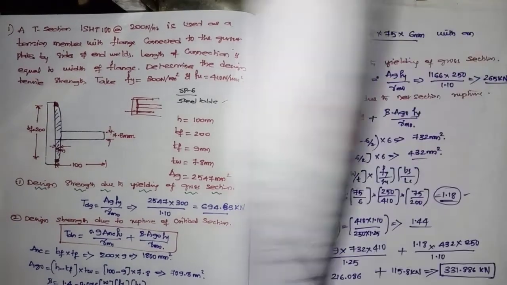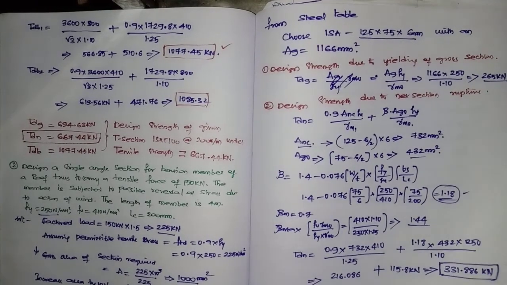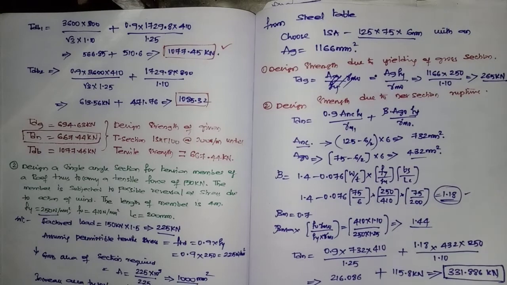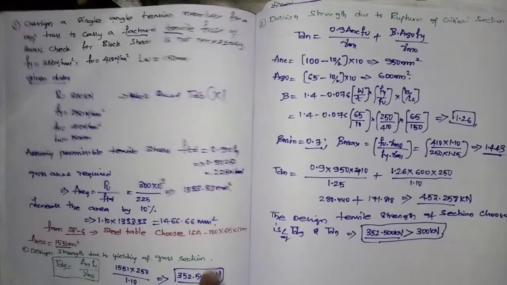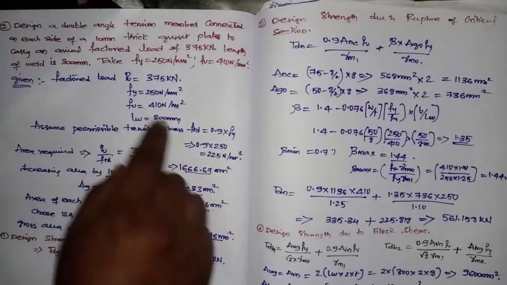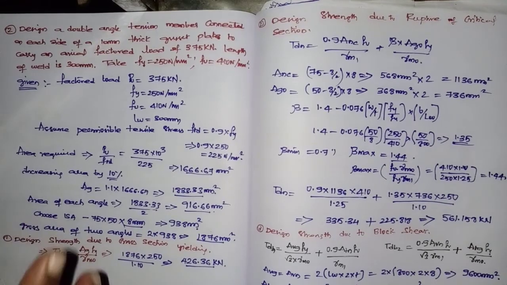In a design problem you are supposed to check the slenderness ratio also, even if some values are given. So single angle design we have done, right? Next, today we have done the double angle problem. I hope you understood this chapter completely.